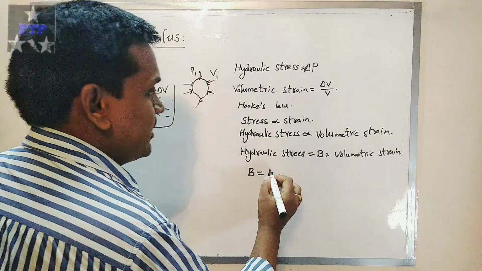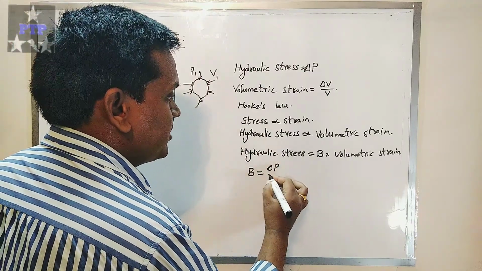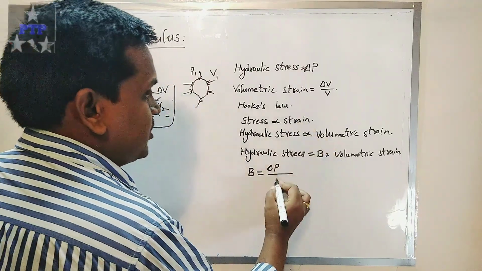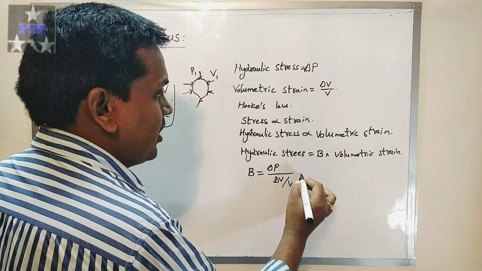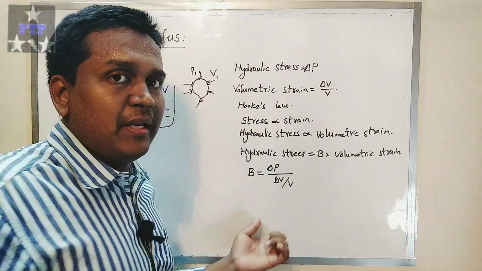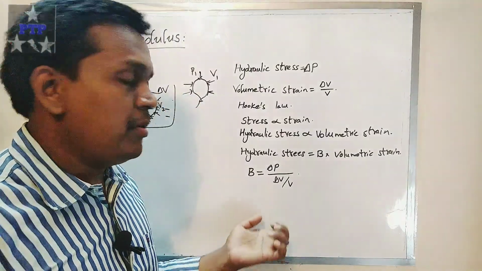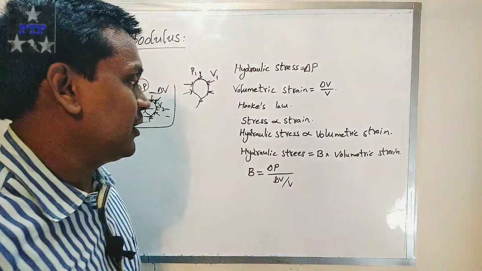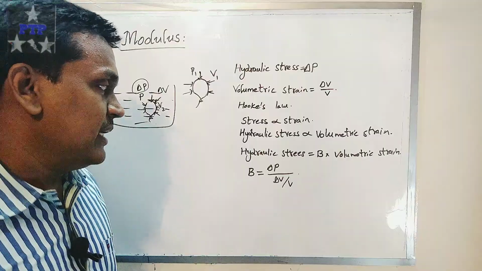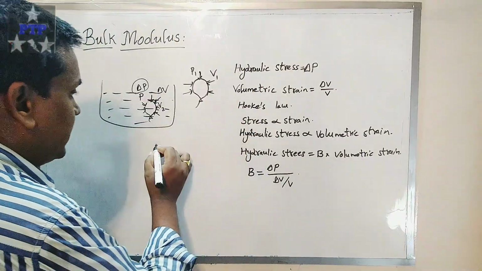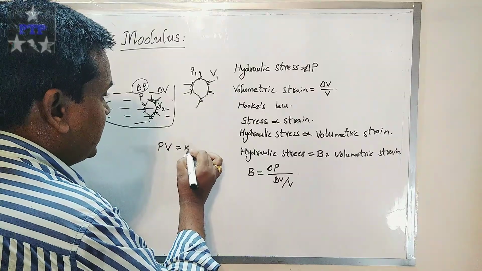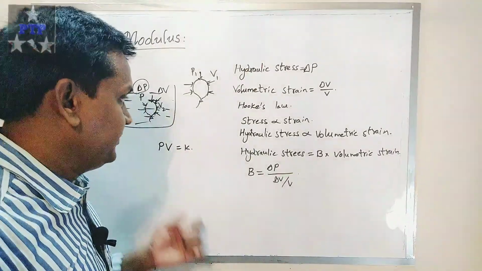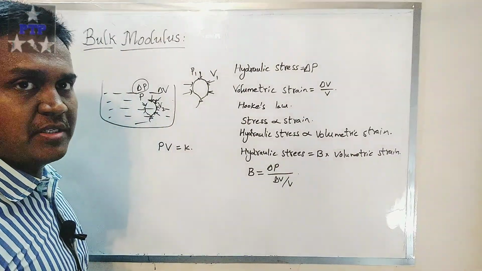So what is hydraulic stress? Change in pressure, delta P. Volumetric strain is change in volume upon volume, delta V by V. So bulk modulus B equals delta P upon delta V by V. And here we already know that, according to Boyle's law, pressure times volume is constant.